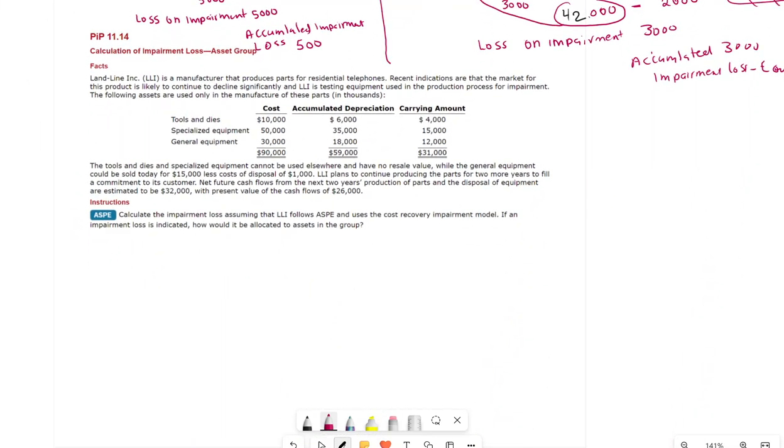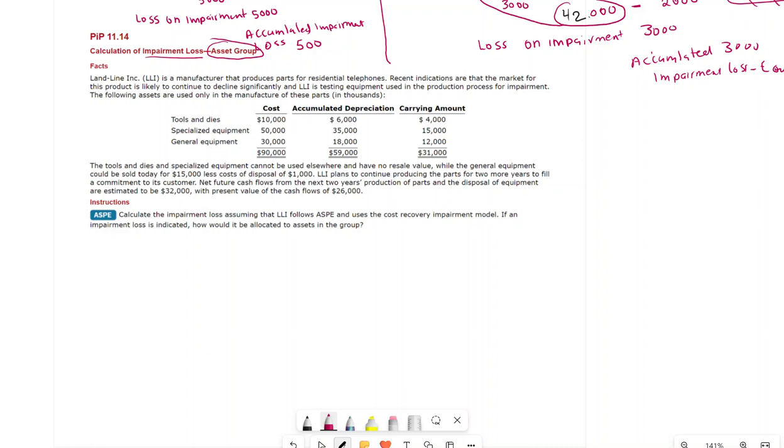Sometimes what happens is the calculation of an impairment loss on an asset group. You have a group of assets, and there's an impairment. How do you do the impairment in this case? A manufacturer produces part of the residential telephones. Recent indicators are that the market for this product is likely to continue to decline significantly, and the company is testing equipment used in the production process for impairment.